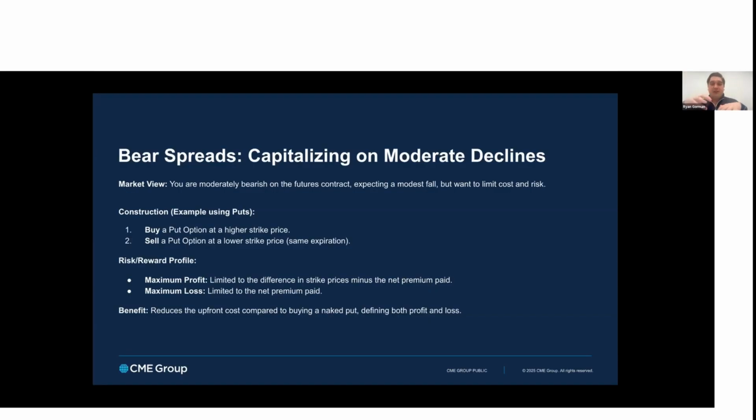And again, the benefit of this is it reduces your upfront cost compared to buying just a straight up naked put, defining both the profit and the loss. So what you might see is one strike price might be 6, the other might be 10. You'll meet somewhere in the middle, and that's what you'll pay for that overall cost. So it really can reduce your overall costs.